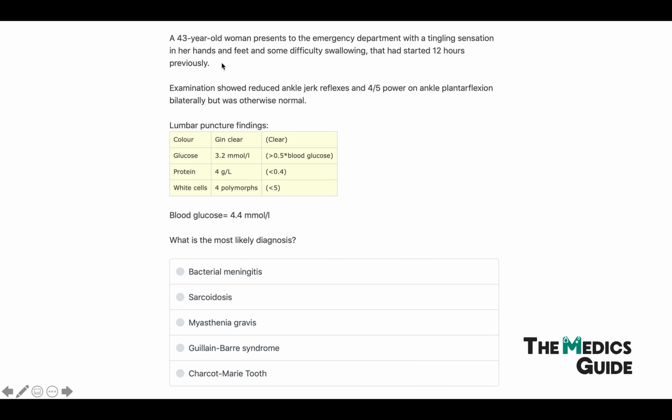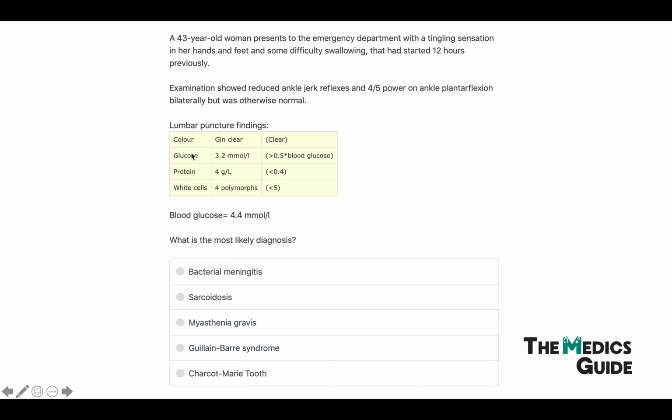And the last question, a 43-year-old woman presents to the ED with a tingling sensation in the hands and feet and some difficulty swallowing. That had started 12 hours previously. Examination showed reduced ankle jerk reflexes and 4 out of 5 power on plantar flexion bilaterally, but was otherwise normal. And we've got the lumbar puncture findings here as well, with a blood glucose as well.